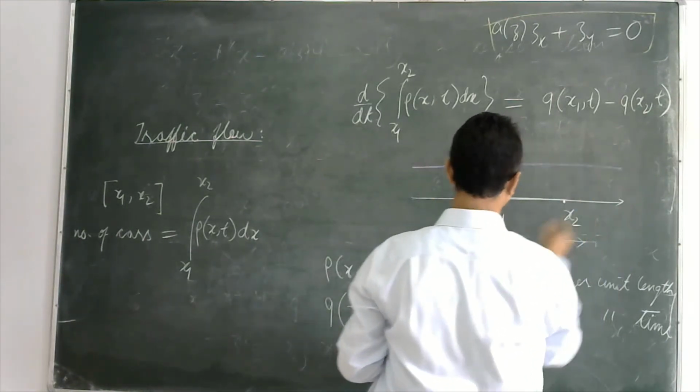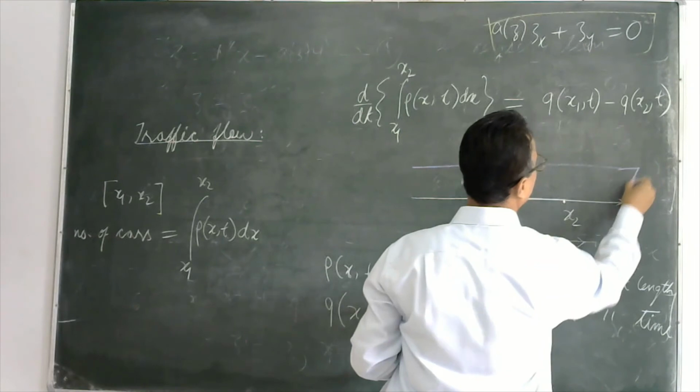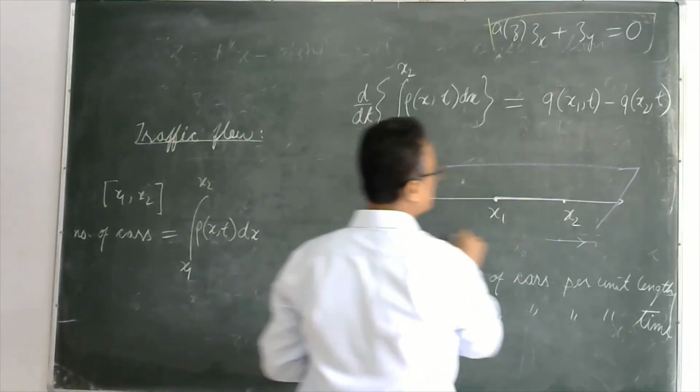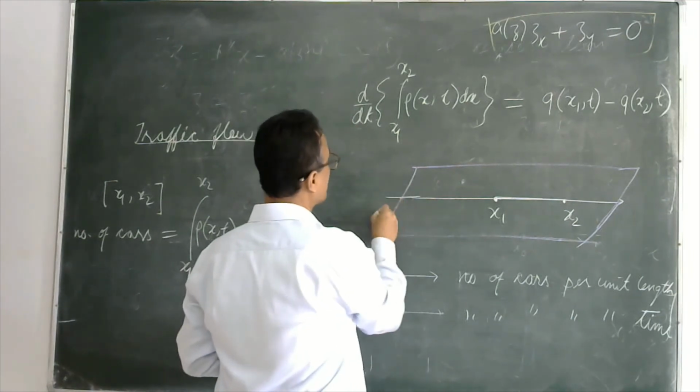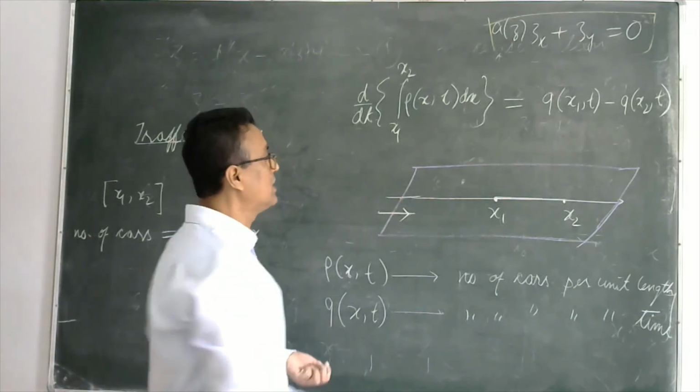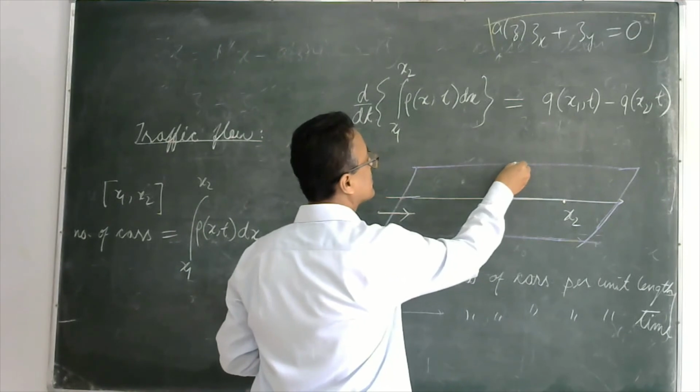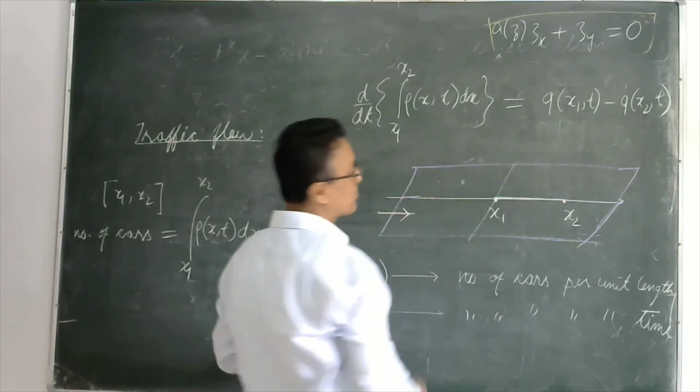Say I can draw a portion of the highway like this. Is it okay? Fine. And traffic is moving from left to right. So you consider a location corresponding to x equal to x1.